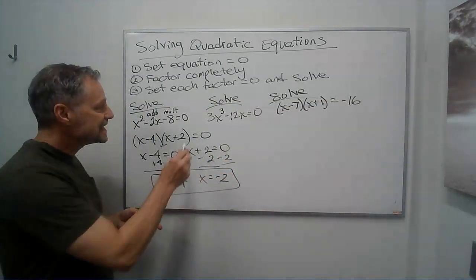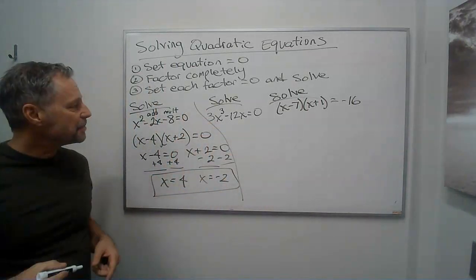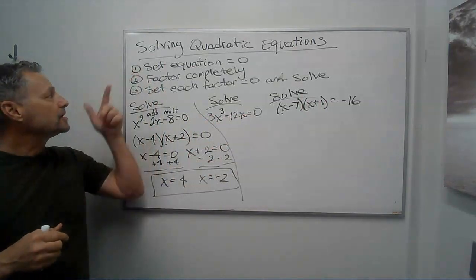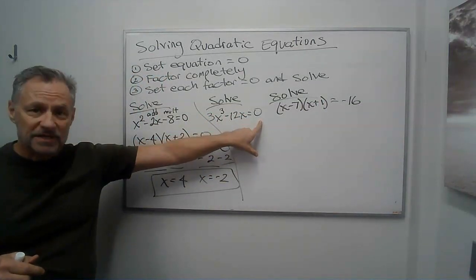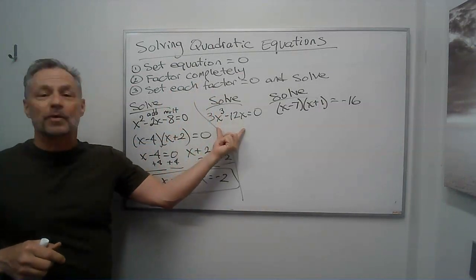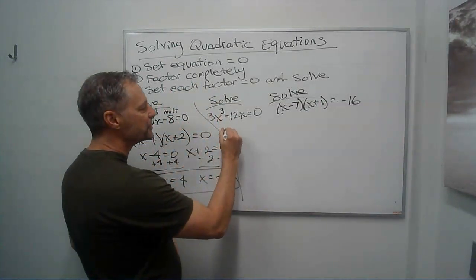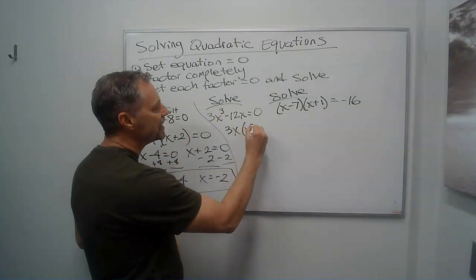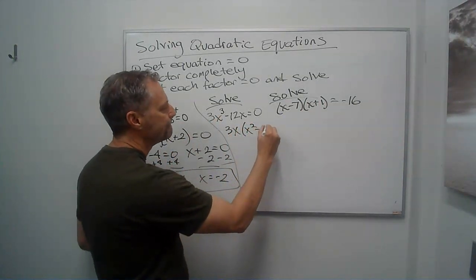All right, let's see another one. I'm going to draw a line here to kind of keep these separated. 3x squared minus 12x equals 0. Well, remember, I want the equation set equal to 0. Now I'm going to factor completely. Well, I always look for a greatest common factor. These have a 3x that goes into both of them. I can factor that out. It's going to leave me with an x squared minus 4.